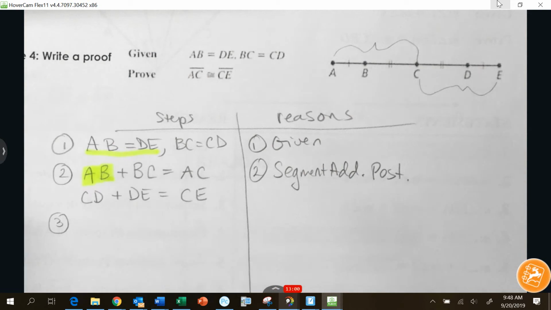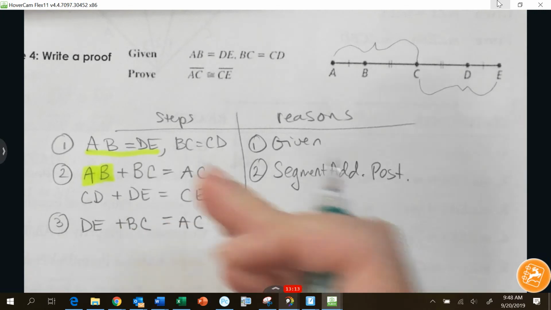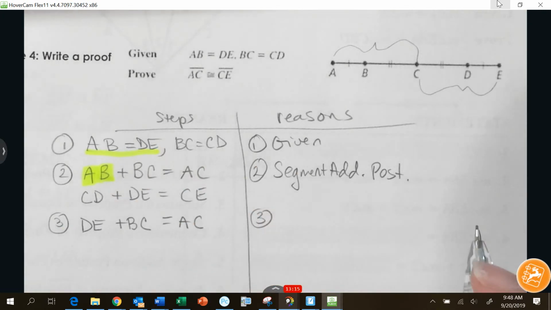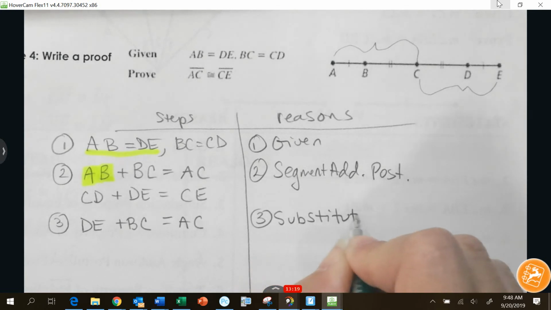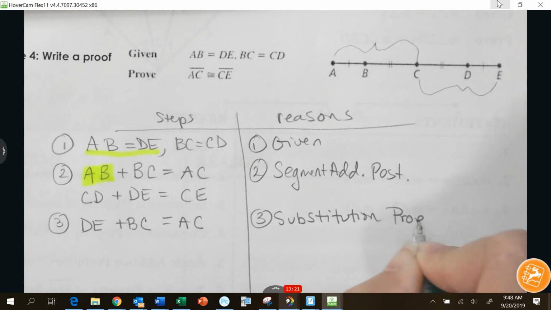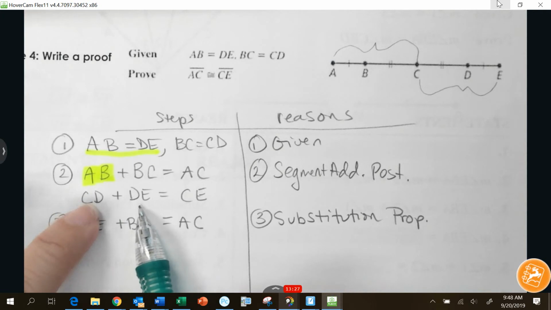If I remove AB from that equation, what would I put in its spot? DE. So I'll have DE plus BC equals AC. What allows me to take something out and put something in that is the exact same thing? Substitution property. Now, DE plus BC is not what CE equals, so I'm going to do something to CE also.